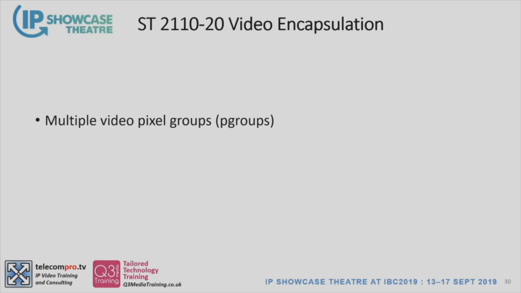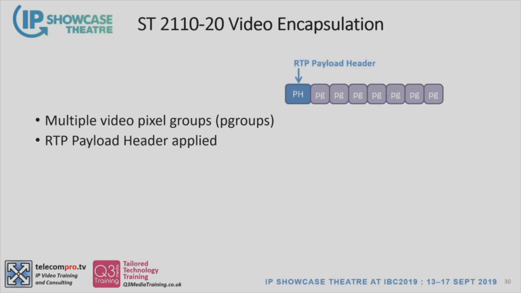So how does that work? Well, the first thing we're going to do is we're going to come up with this concept of a P group, and that comes from RFC 4175. And a P group is really a group of pixels. What else could it be, right? So we're going to take multiple groups of pixels. We're going to apply an RTP payload header. That header is specific to ST2110, and that's going to tell us how the pixel groups inside this packet are located within the video frame that this packet applies to.